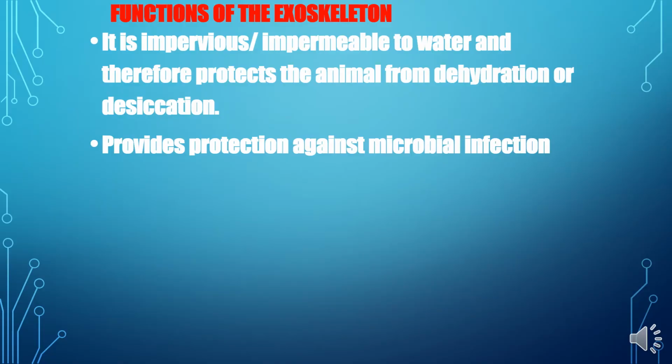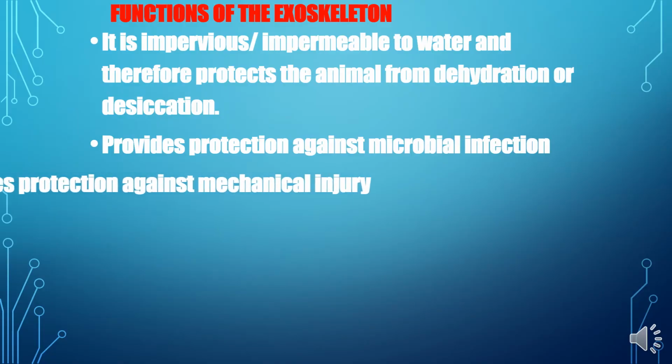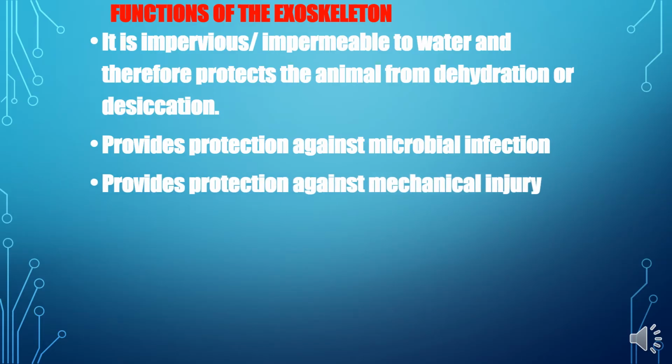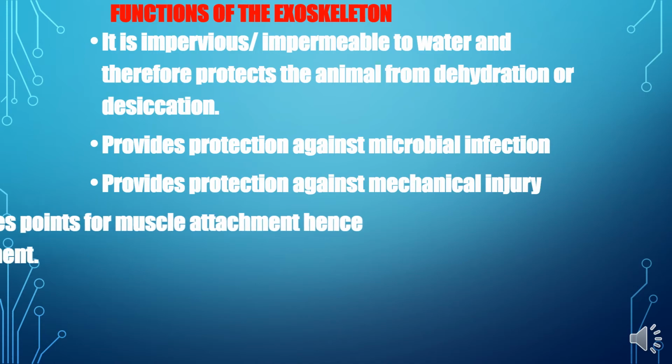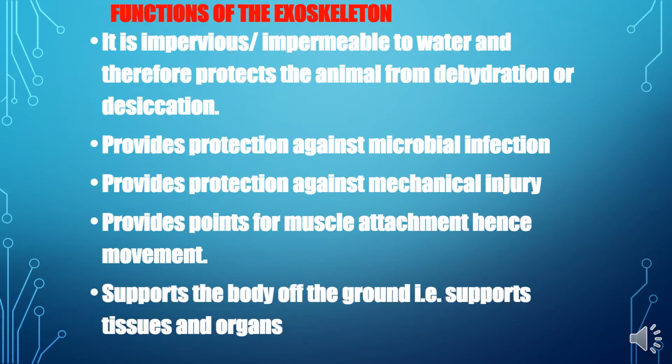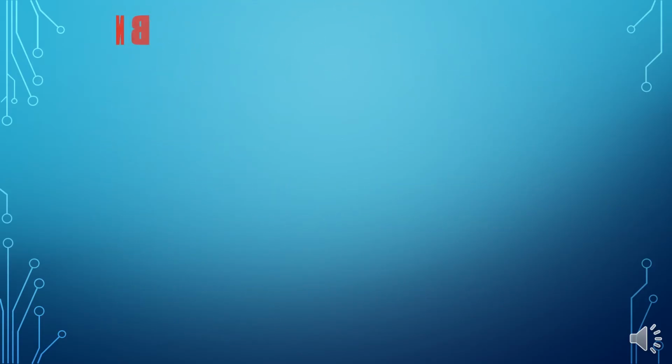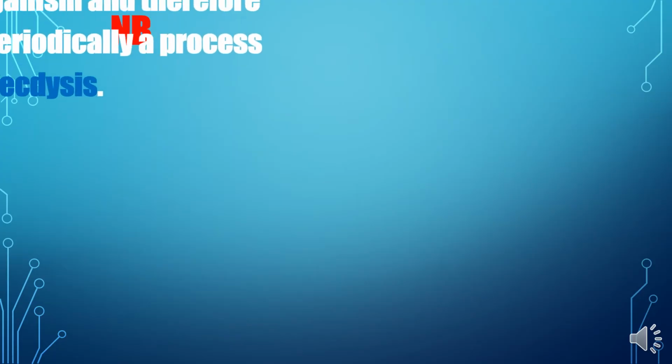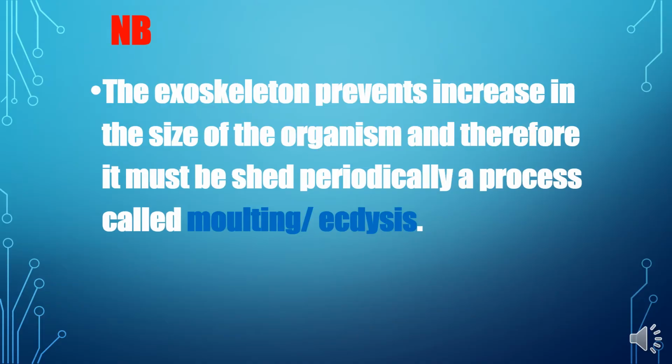It provides protection against microbial infection and against mechanical injury. It provides points for muscle attachment and movement. It supports the body off the ground, i.e. supports tissues and organs. Point to note: the exoskeleton prevents increase in the size of the organism and therefore it must be shed periodically, a process called molting or ecdysis.